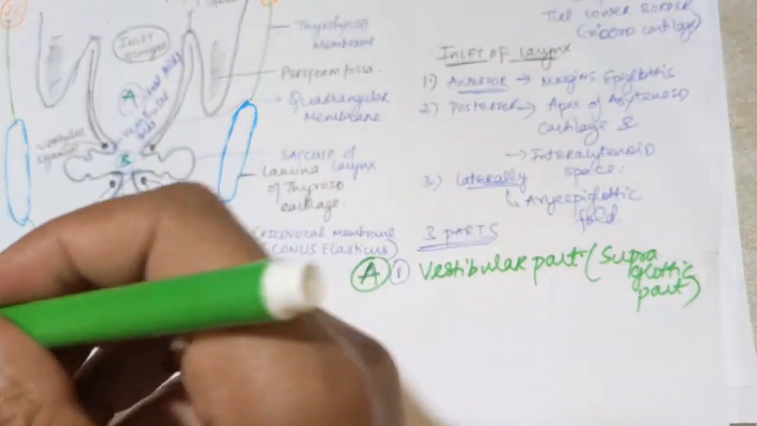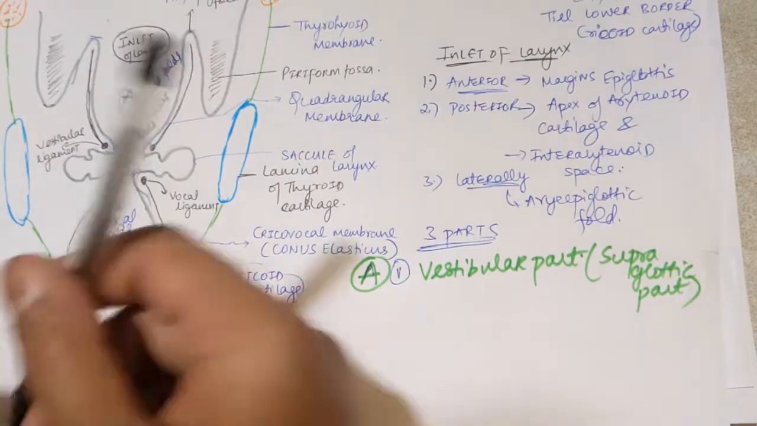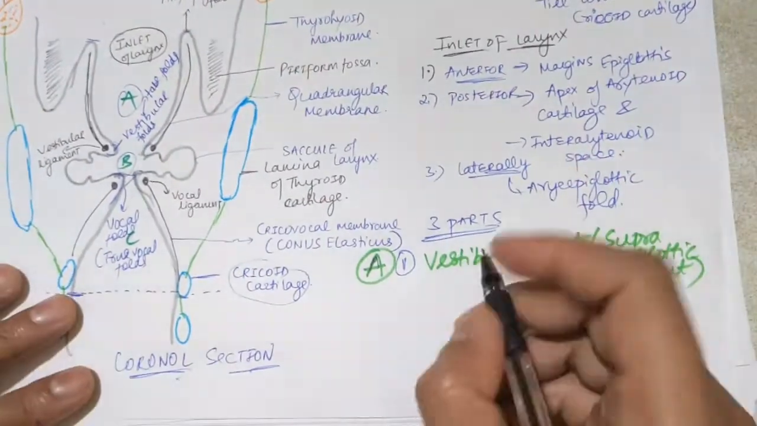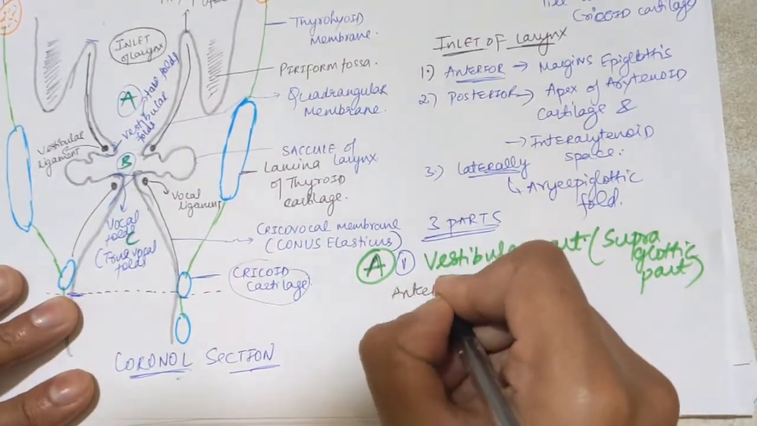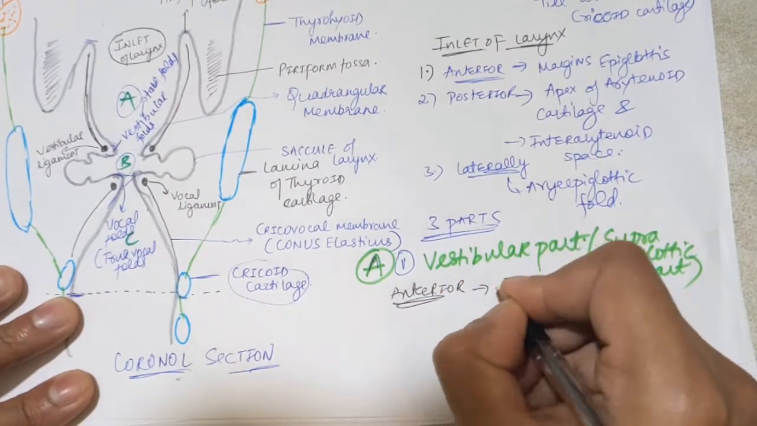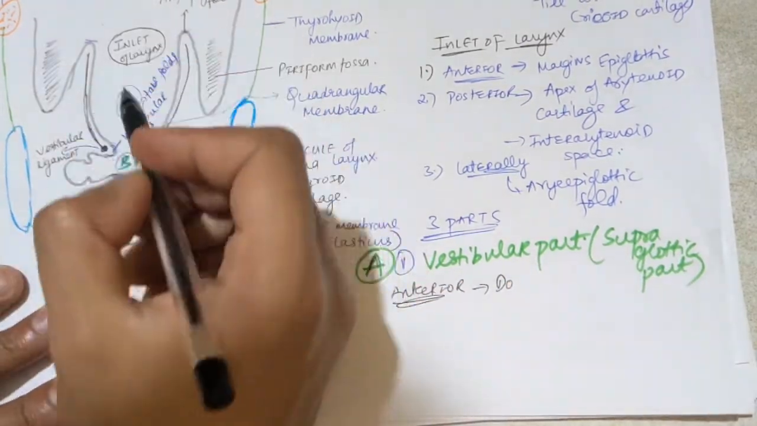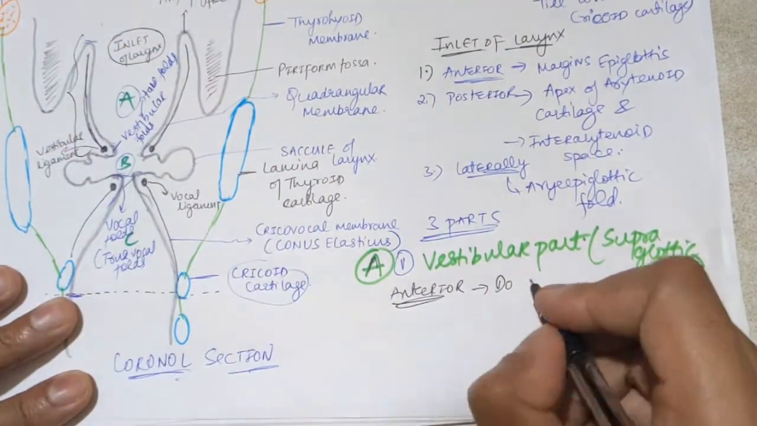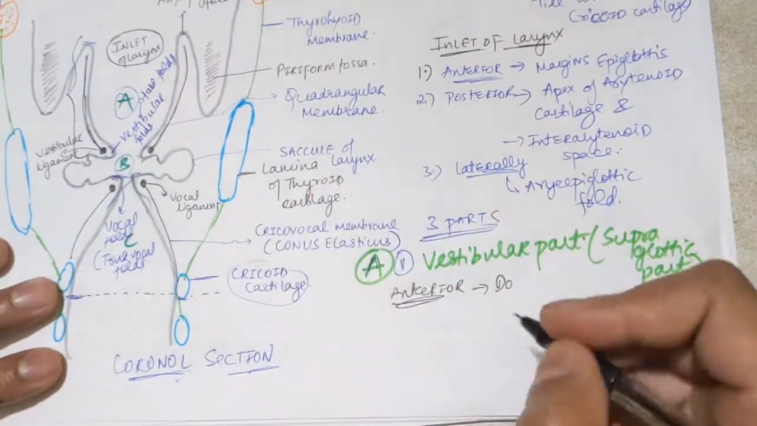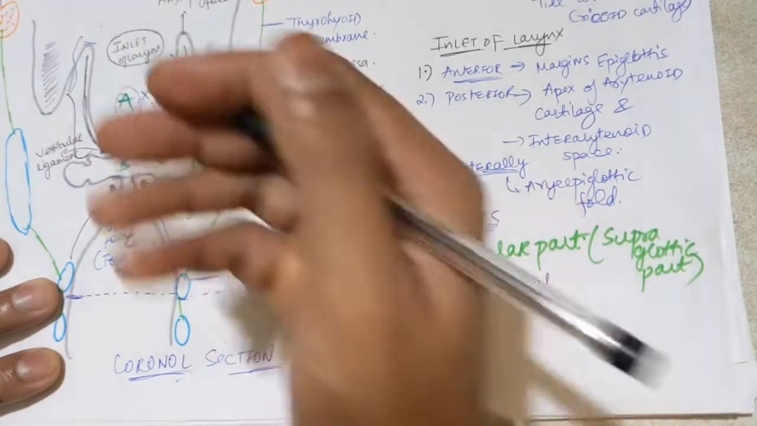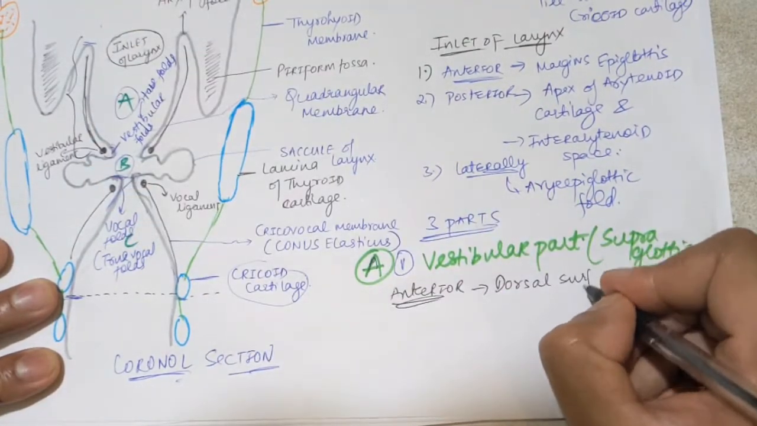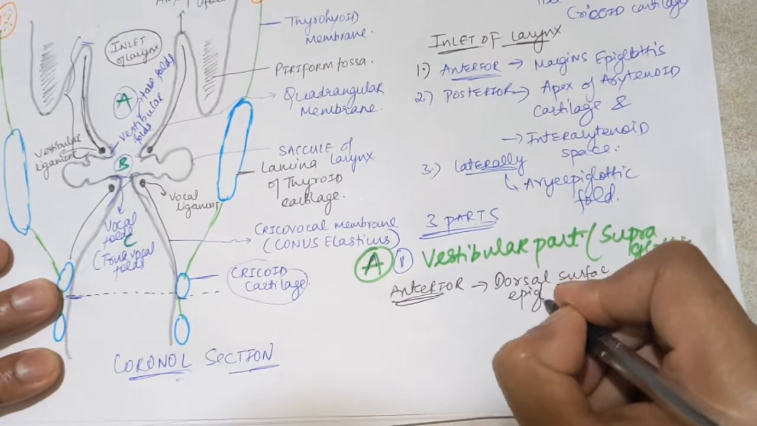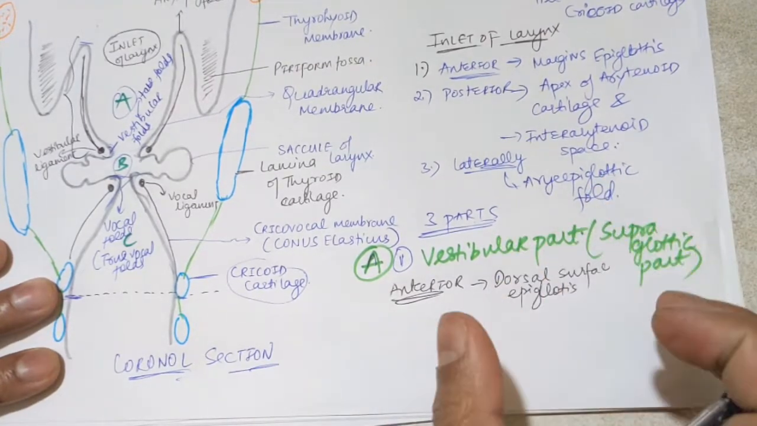We'll see the boundaries for this, what is present anteriorly and posteriorly. Anteriorly in the vestibule part there will be the dorsal surface of your epiglottis. This much part you can see is your vestibule. So A1 is your vestibule, the first part of your cavity of larynx. Anteriorly in the vestibule region there will be the dorsal surface of epiglottis. Same as the inlet of larynx, but this time there will be the full part of your epiglottis.